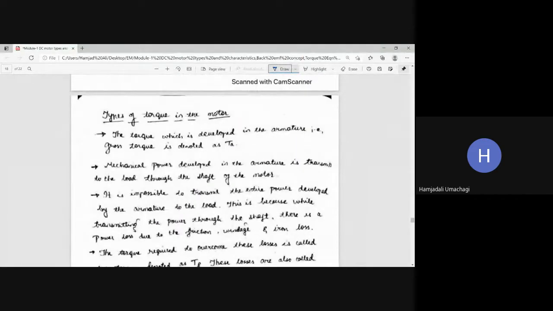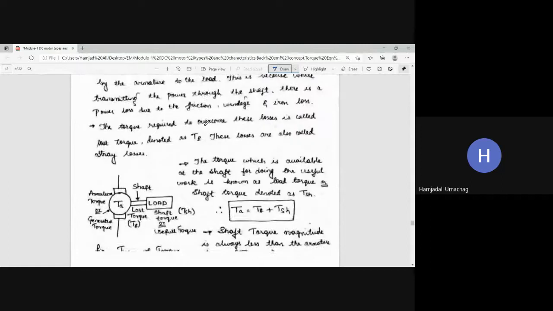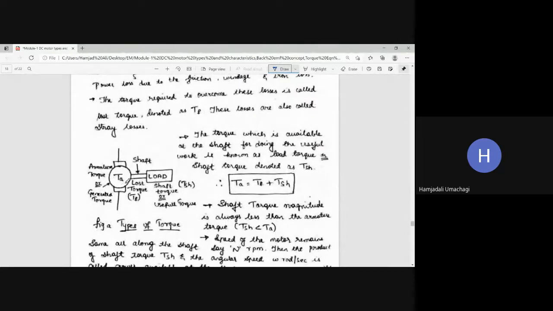Types of torque in the motor. So whatever torque is developed in the rotor or the armature of the DC motor, is the whole torque available to the connected load or not? Right. Now let us see here. This is the diagram where this is the armature of the motor, in which we are getting the armature torque, or the generated torque denoted by Ta. And here this motor is coupled to the load.